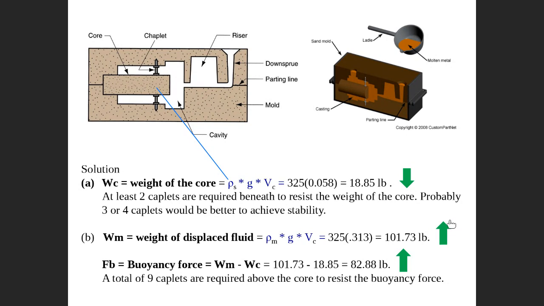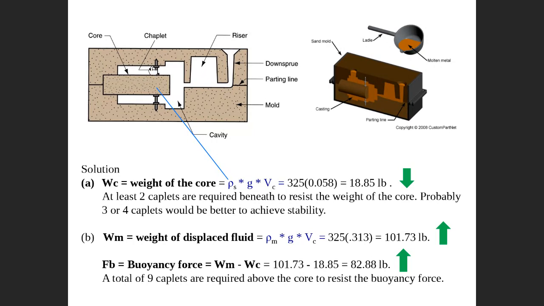This is the weight of the displaced fluid pushing up and the core pushing down. The balance or the difference between both is the buoyant force. Buoyant force is equal to the weight of the liquid minus the weight of the core. Then you get 82.88 pounds up. After you put the liquid, you have an upward force equal to 82.88.